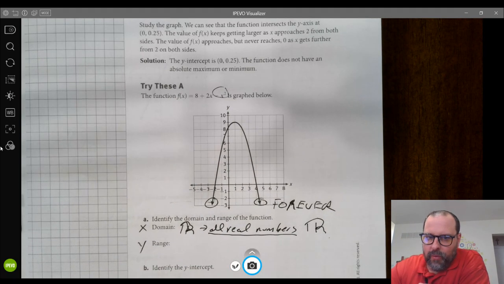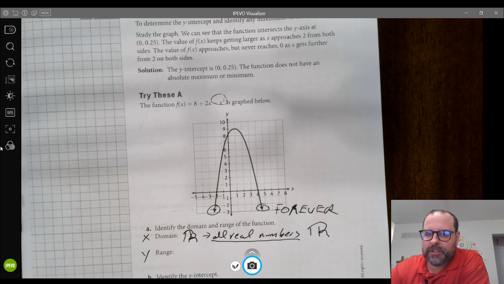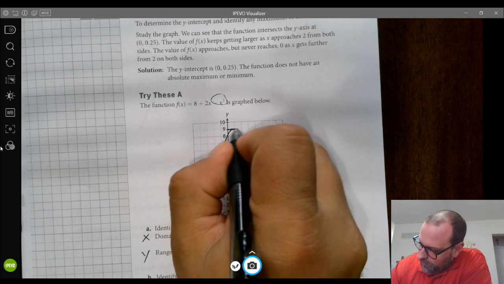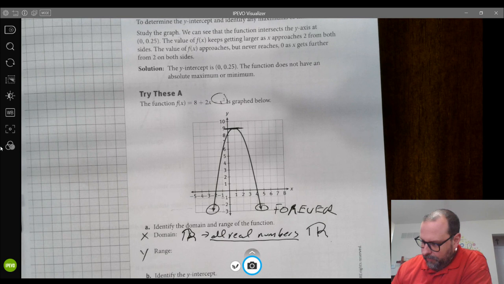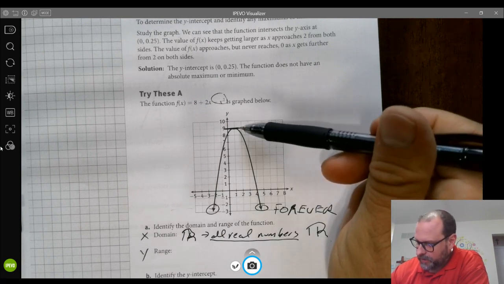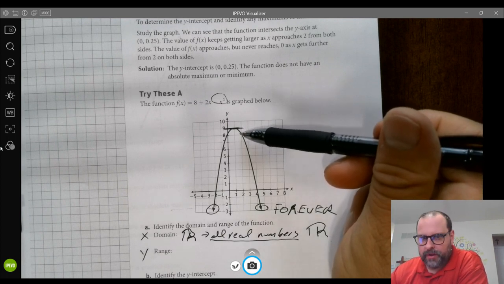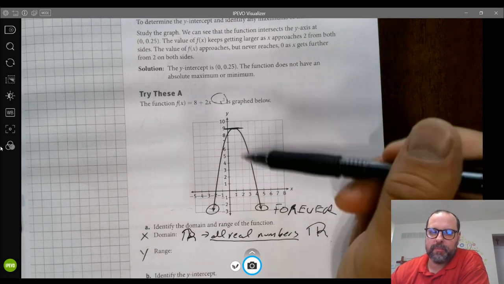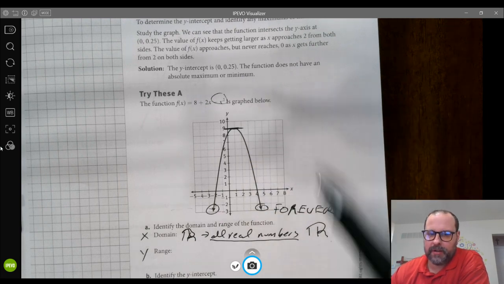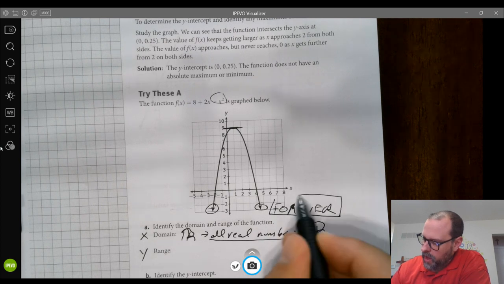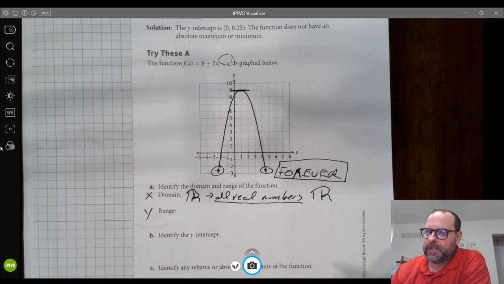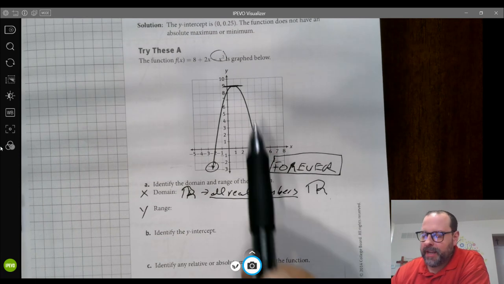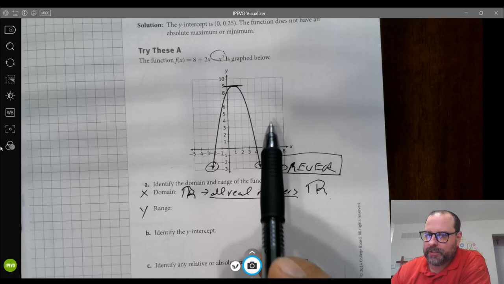Now, the range always goes with our y or vertical values. When I'm looking at the y values, does it have a starting point or a high point? Yeah, it does, right here at 9. It's not the starting point of the graph, but for the y values it is the highest y value. Now, where does it go after that? My question is usually, does it go up or down? In this case, it goes down. How far does it go down? Forever. That doesn't mean it's all real numbers, because that would mean everything, positive and negative, even above 9. But this graph doesn't go above 9.